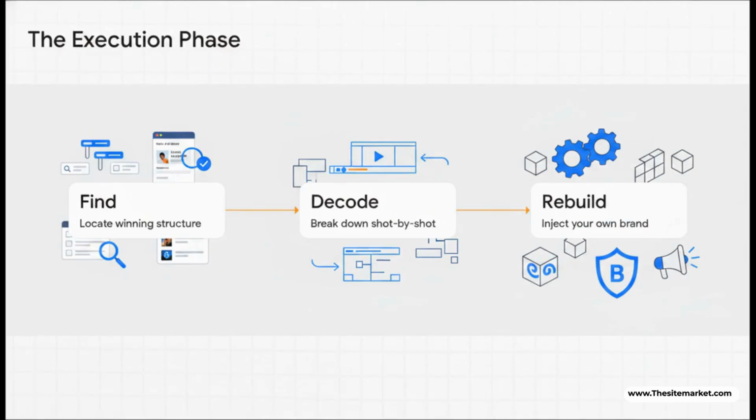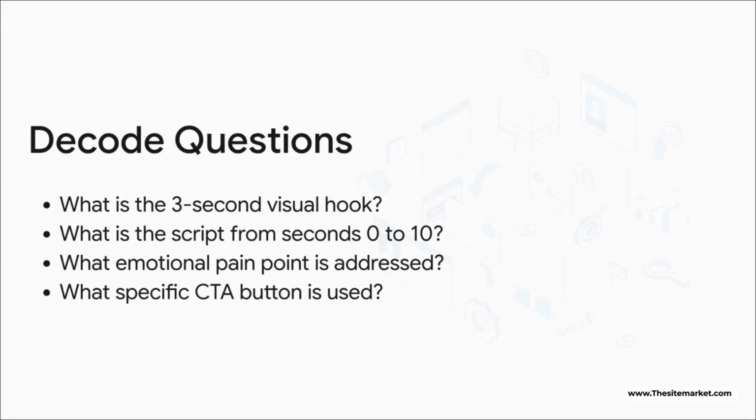This is the workflow. Step 1, you find that winning ad structure using the exact filters we just talked about. Step 2, you decode it completely, shot by shot. You strip it right down to its bare skeleton. And step 3, you rebuild that proven skeleton, but you inject your own product, your own brand, and your own distinct offer. Now, during that decode phase, you've got to ask some really specific questions.